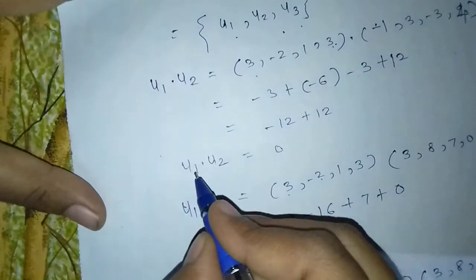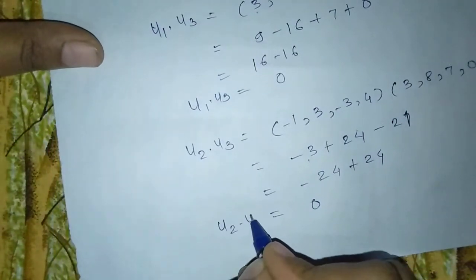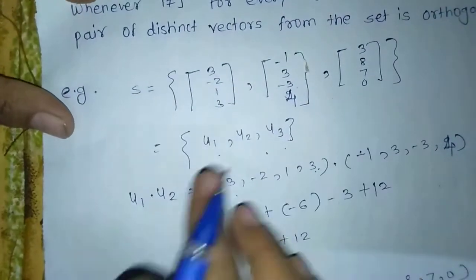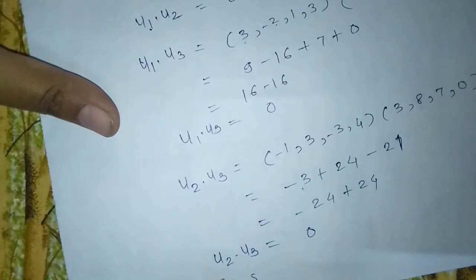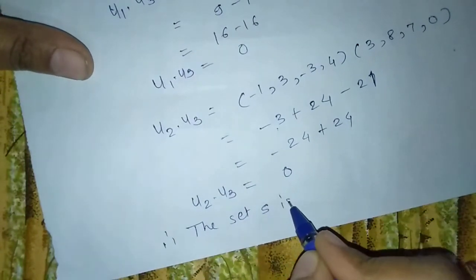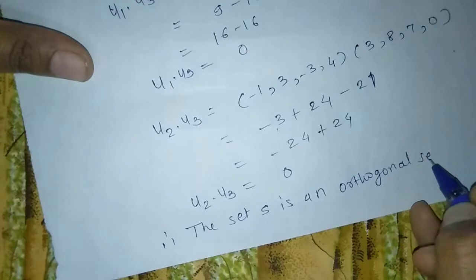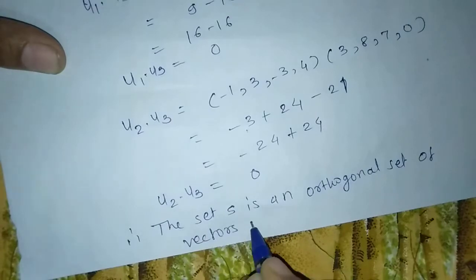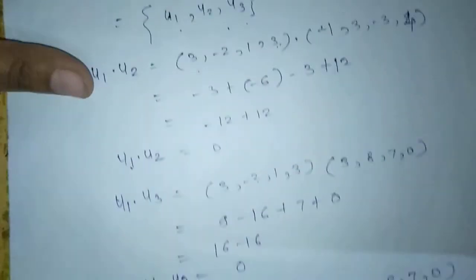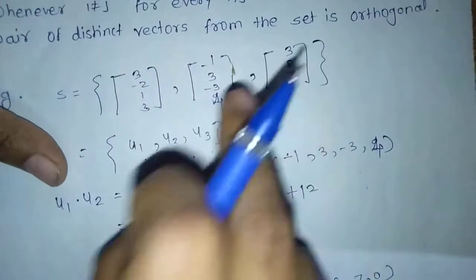So here we get u1 dot u2 equal to 0, u1 dot u3 equal to 0 and u2 dot u3 equal to 0. So this set S is an orthogonal set of vectors in R4. Therefore this set S is an orthogonal set of vectors in R4, because these three vectors contain 4 elements, that's why in R4.